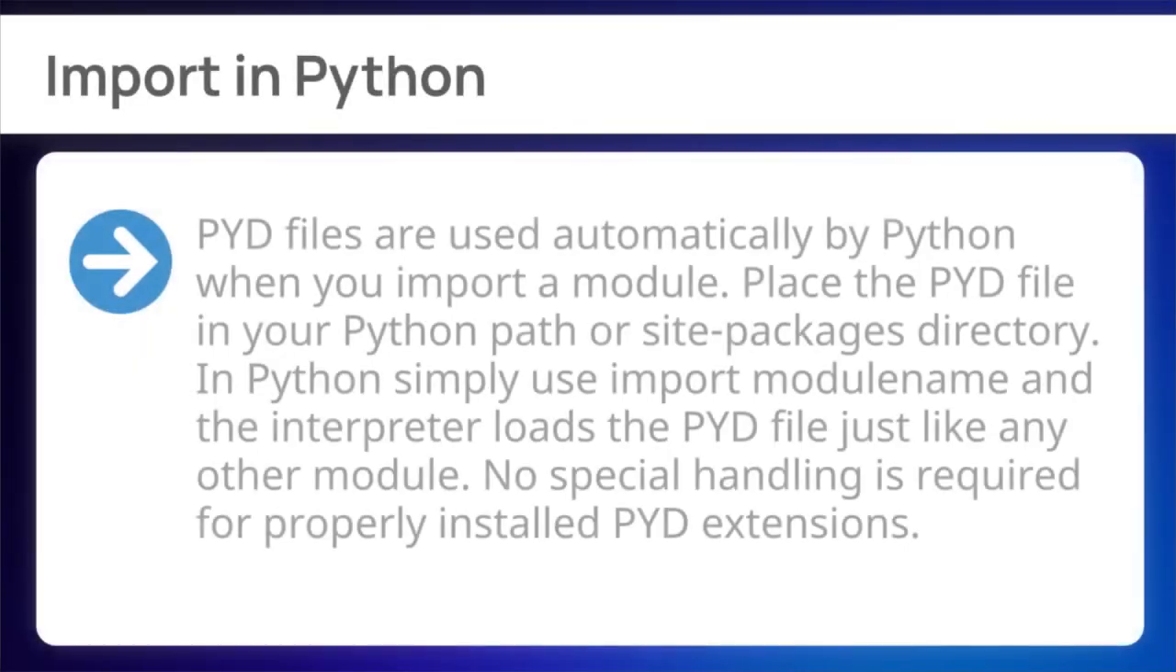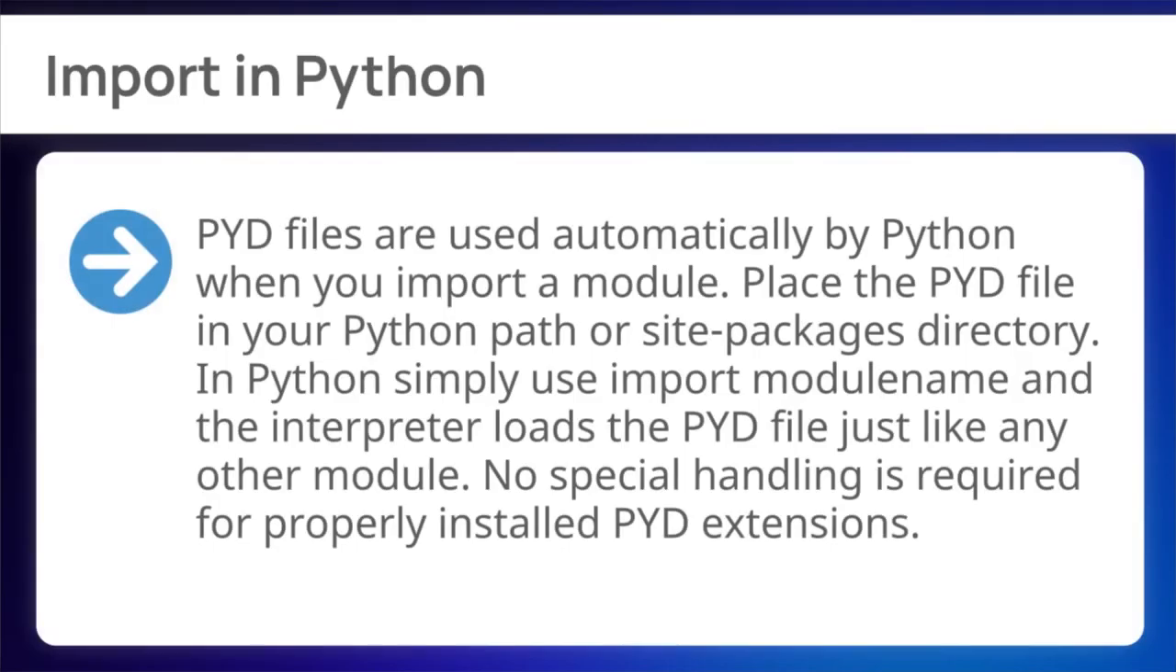First, import in Python. PYD files are used automatically by Python when you import a module. Place the PYD file in your Python path or site packages directory. In Python, simply use import module name, and the interpreter loads the PYD file just like any other module. No special handling is required for properly installed PYD extensions.